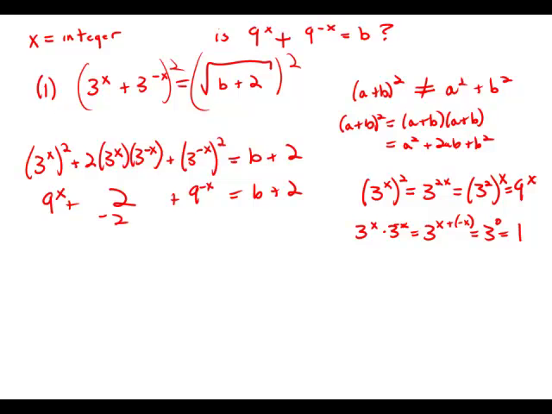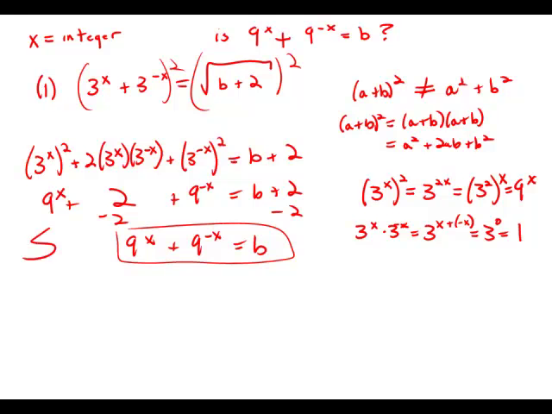Well, now if we subtract 2 from both sides, what we get is 9 to the x plus 9 to the negative x equals b. And this is the exact equation that we're being asked about. So it turns out this statement by itself is sufficient.